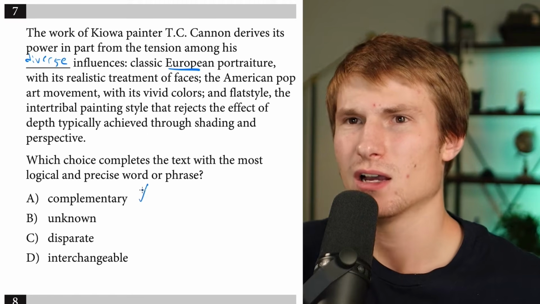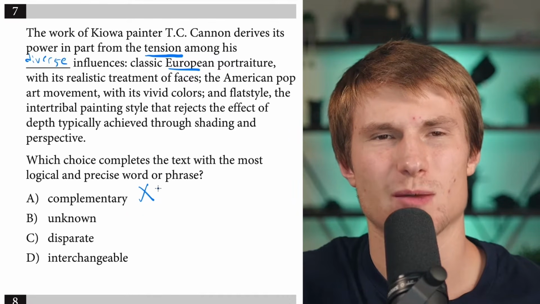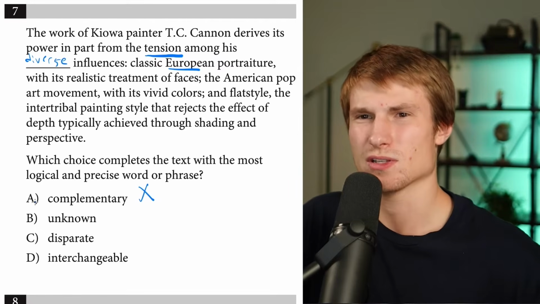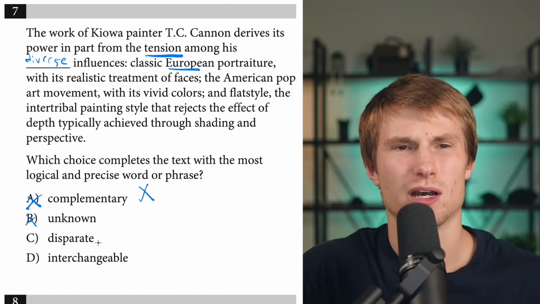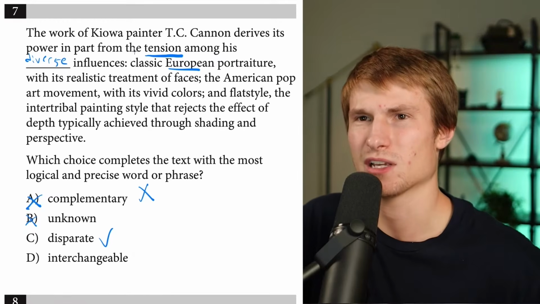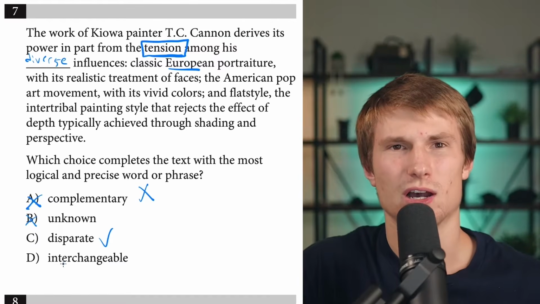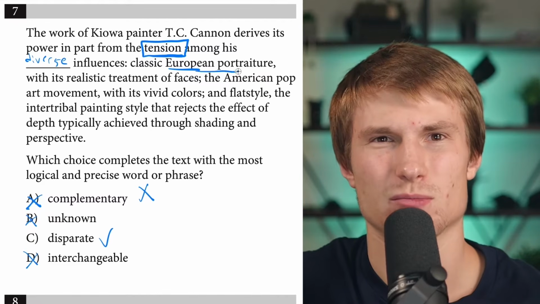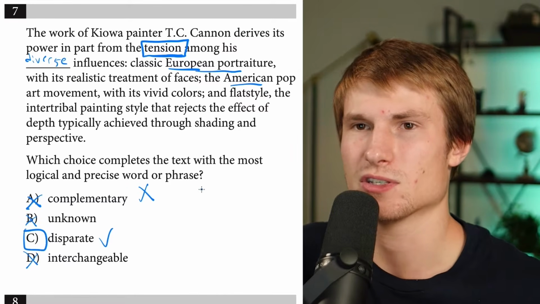We have complementary A. We can get rid of that one because we say that its power comes in part from the tension among these influences. You can't have tension among things that are complementary. Complementary things will smoothly go together. So that would be the opposite of what we're looking for. If we look at B, unknown, we know they're known because we go on to list all three of them. Disparate would basically just mean that they are distinct, which would make sense because obviously we have distinct components that come together. And since they are distinct, they do have that tension. So that would make sense. If we look at D, we have interchangeable. They can't be interchangeable because obviously European portraiture, American pop art movement, those things you can't interchange with each other. They're all different. And because they're different, they have that tension. And so disparate would make the most sense there. So C would have to be our answer for number 7.